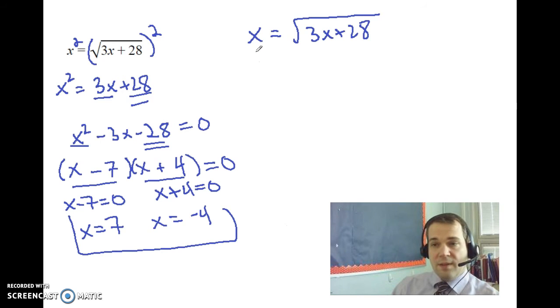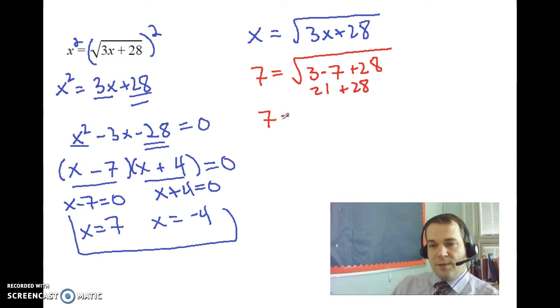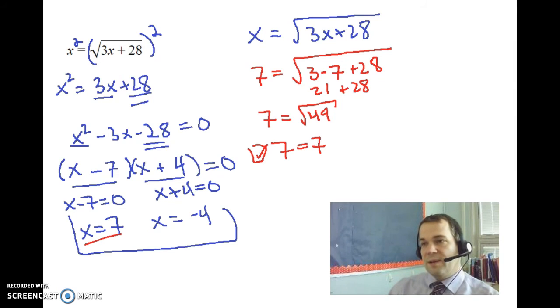If x equals 7, then this becomes 7 equals the square root of 3 times 7, plus 28. Alright, seems like a lot. Let's do the inside of here. 3 times 7 is 21. 21 plus 28 is 49. So 7 equals the square root of 49. And of course, the square root of 49 is 7. 7 equals 7 is a true statement. I'll keep that answer. Now for this negative 4.